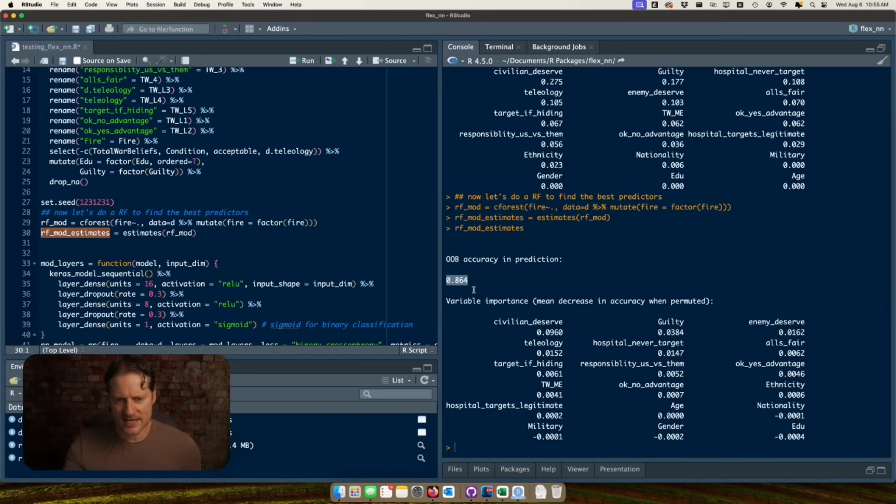So 86% of the time it makes the correct guess on whether that person will fire or not. That's pretty good. And that's out of bag, or in other words, that's on the validation set, not the training set. And then these are variable importance metrics.